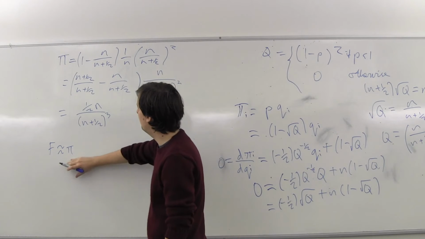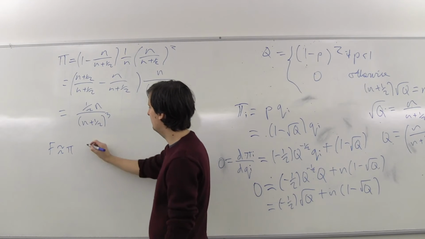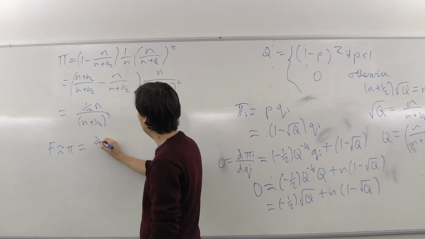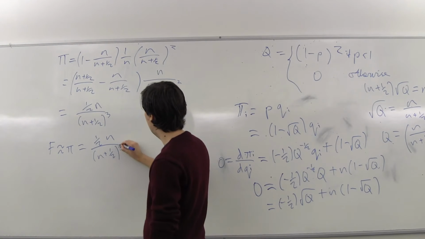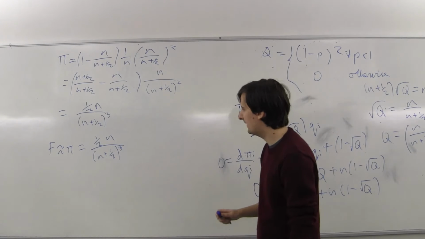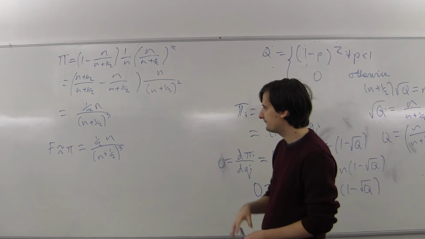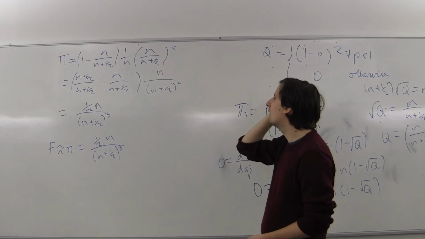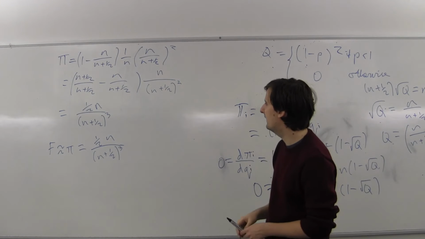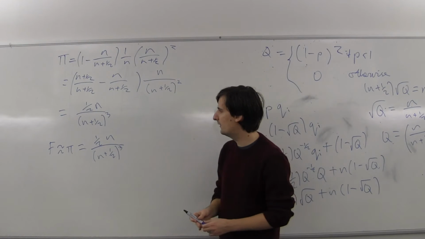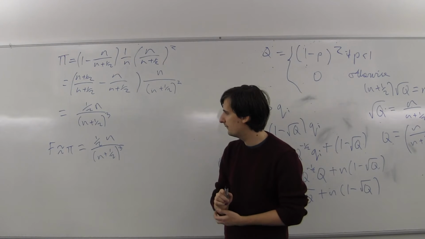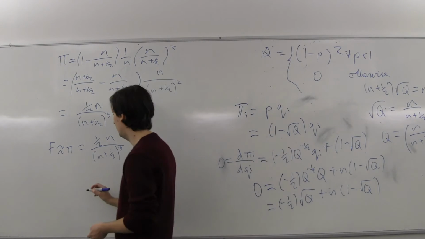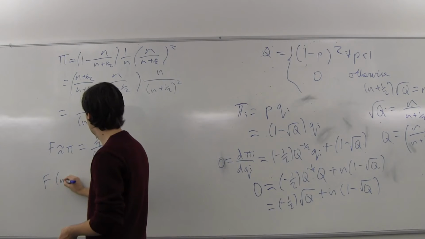Okay, so f should be approximately equal to profits. And profits was what we just worked out, half n over n plus a half cubed. Now this is when it might get a bit difficult. We have to solve this for the number of firms. Okay, so we do this.